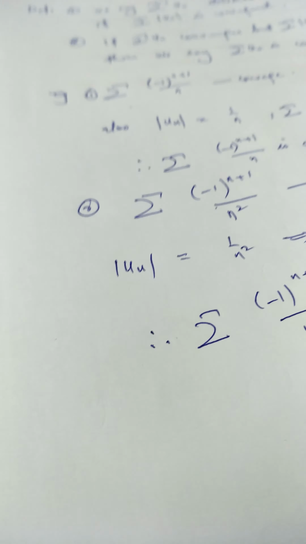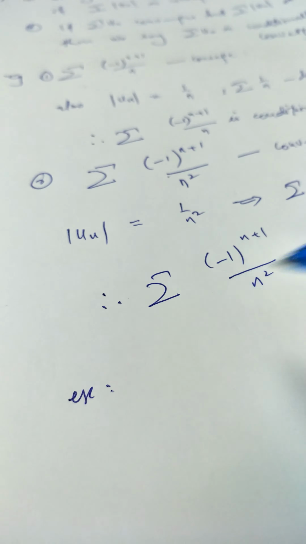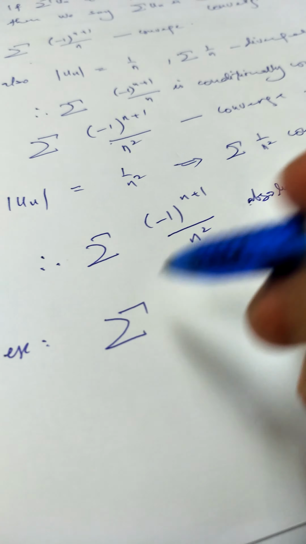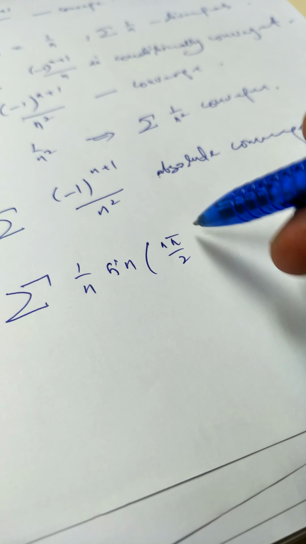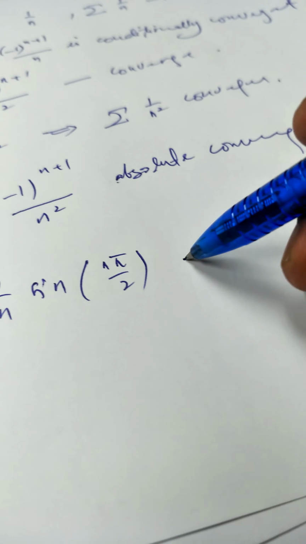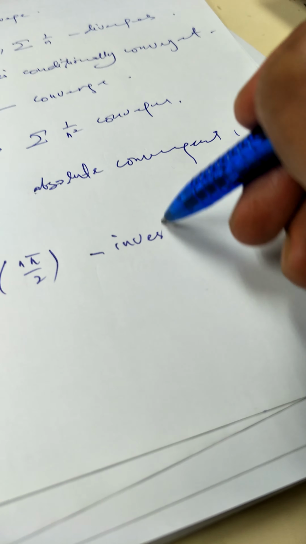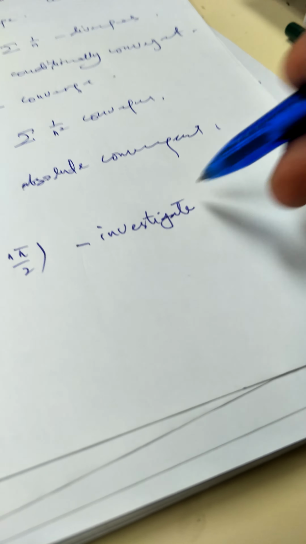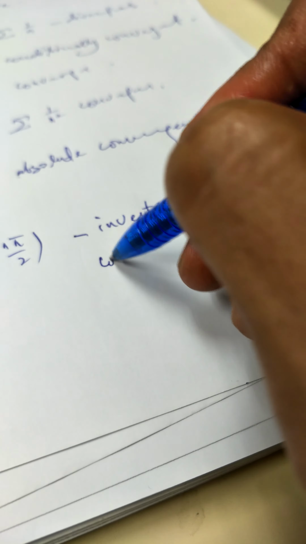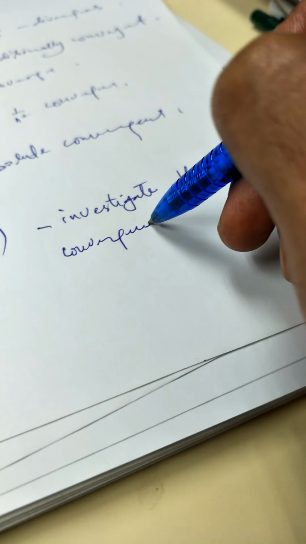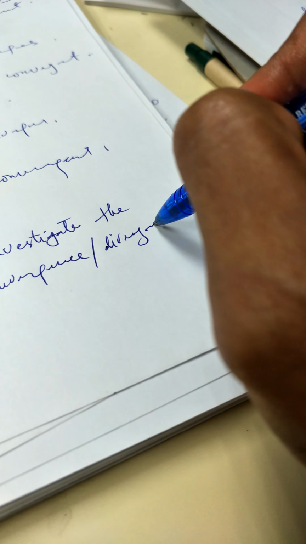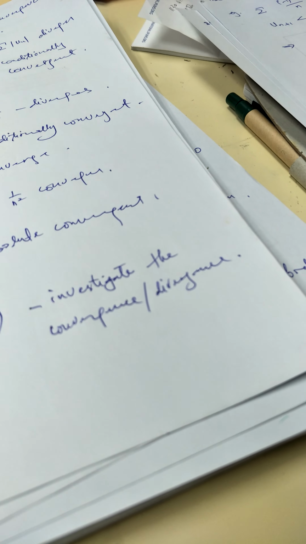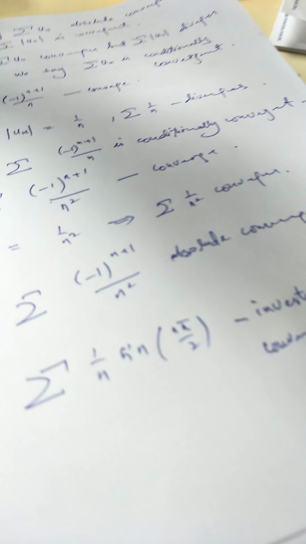Okay, can you try this? If you have the series 1 over n sine of n pi over 2, investigate the convergence or divergence of that series.